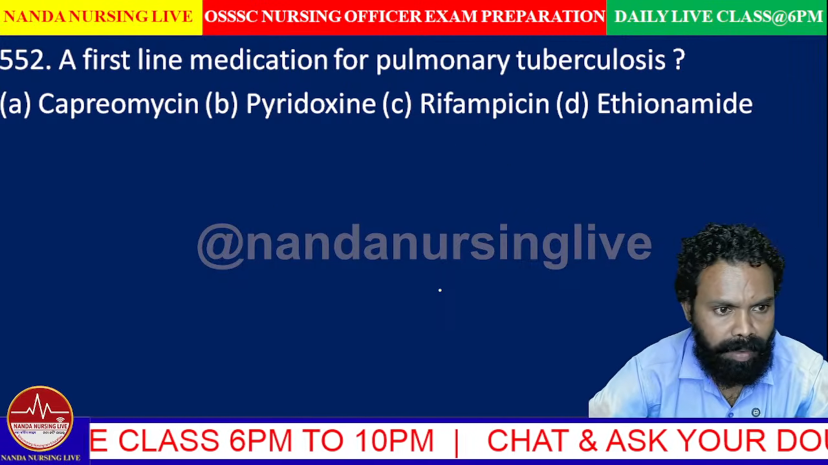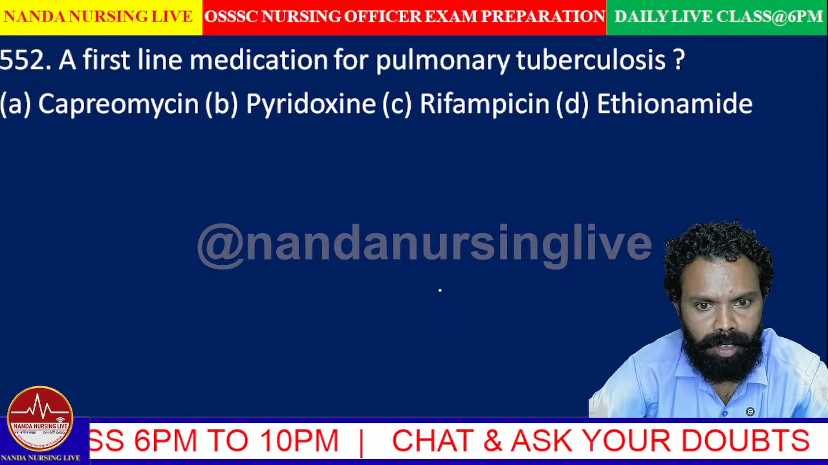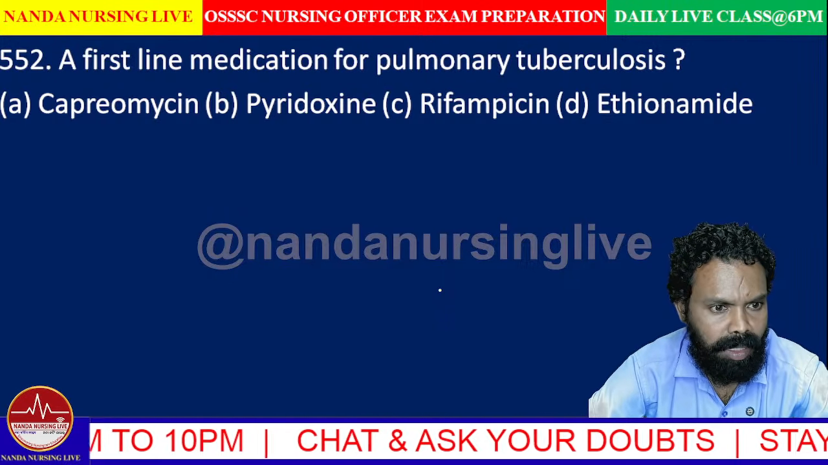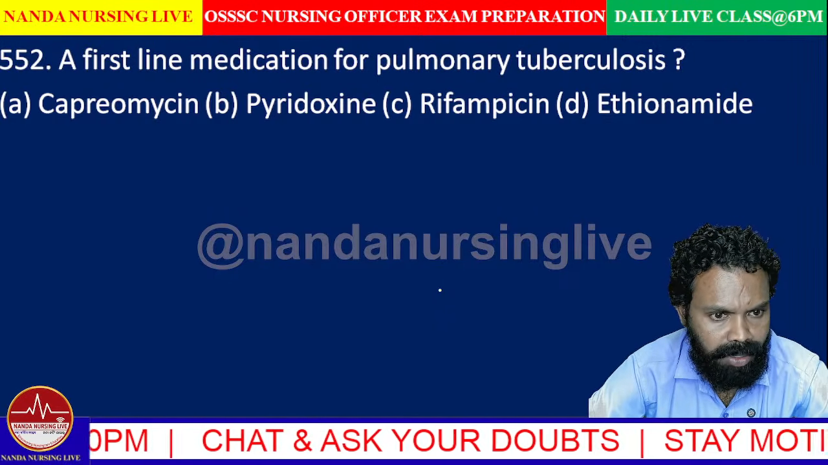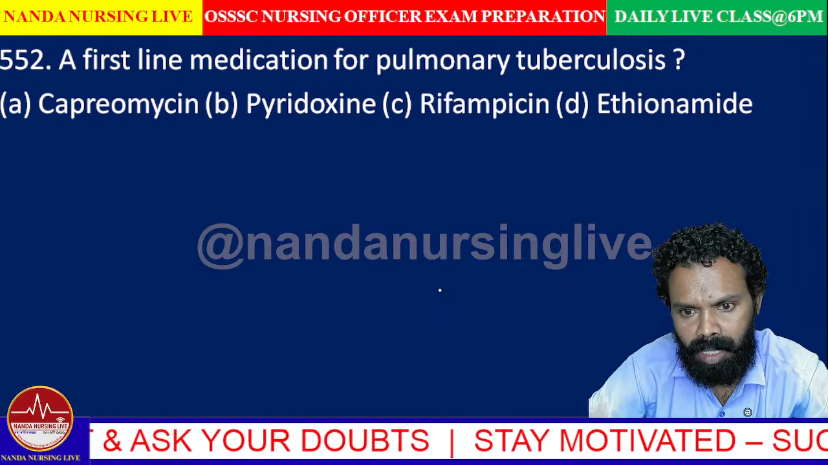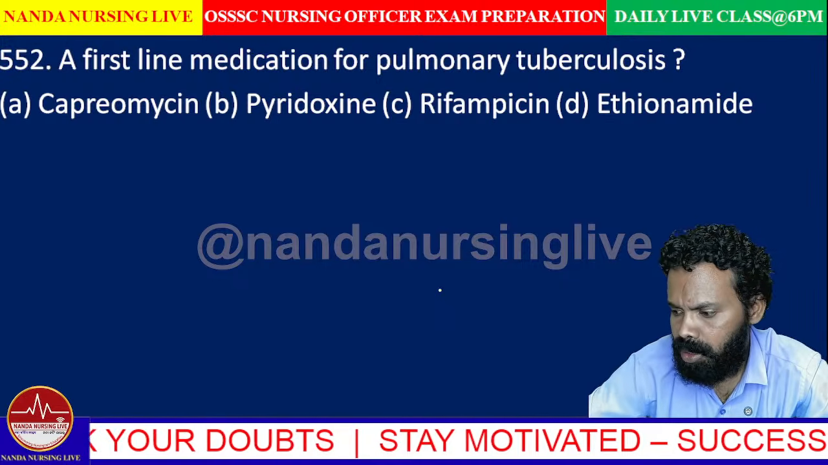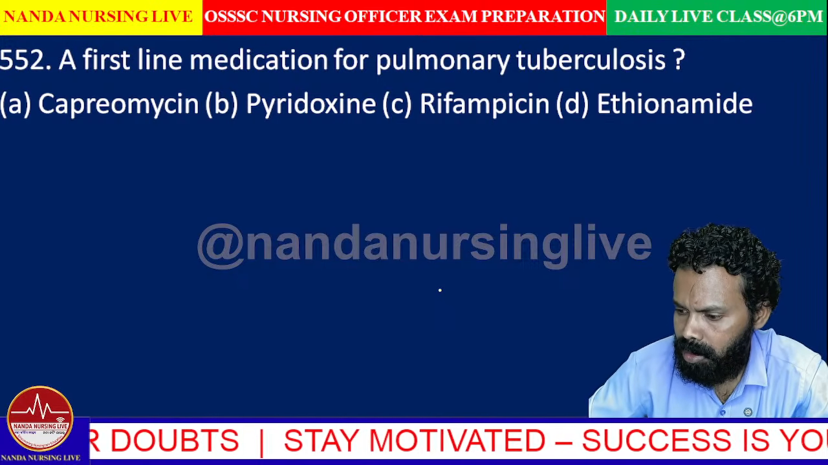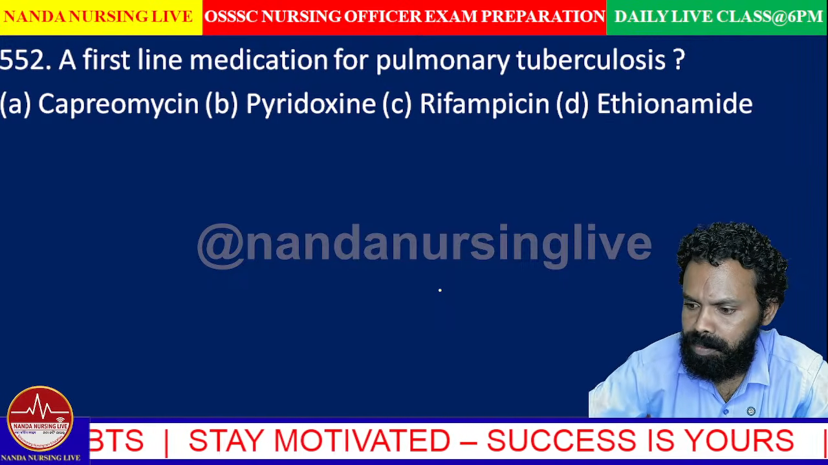Next question, question number 552. Which is a first line medication for pulmonary tuberculosis? Option A is capreomycin, option B is pyridoxine, option C is rifampicin, option D is ethionamide. So which option is the correct answer?